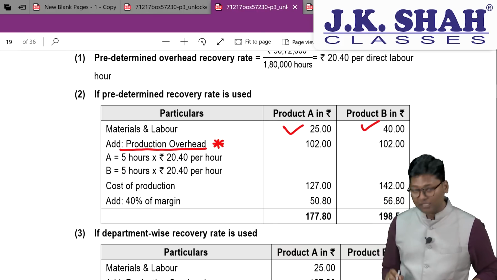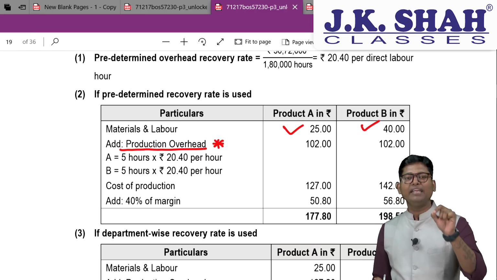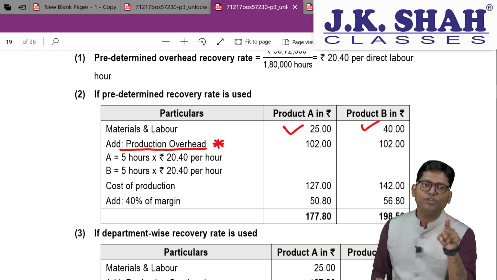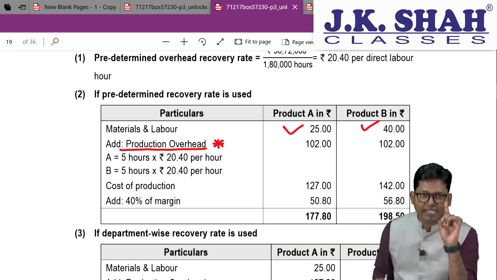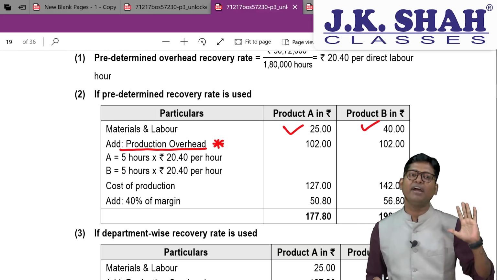I am putting a star mark here. Each unit requires 5 hours, correct? Each unit's material cost is given, each unit's labor cost is given, so we should record the overhead of each unit. Each unit of product A as well as product B, in both the departments, when you add the number of hours, they require 5 hours.